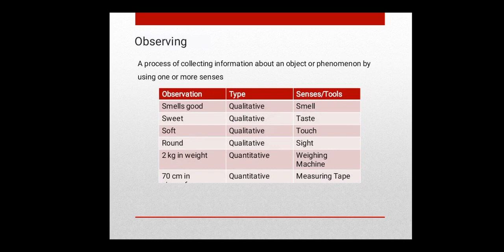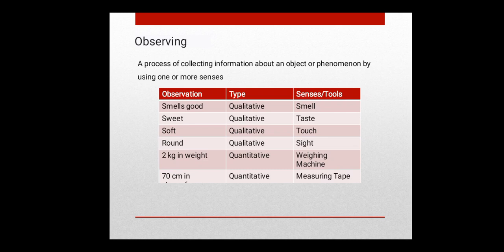Okay, we know that we have 5 senses. We have sight, hearing, touch, taste, and smell. From these senses we can observe, for example, sight. We can observe the color, the size, the shape of an object. For touch, we can observe the texture, the temperature, the pressure of an object.